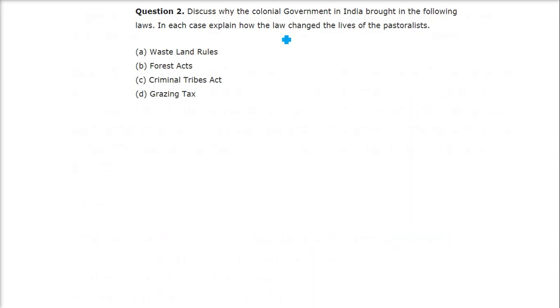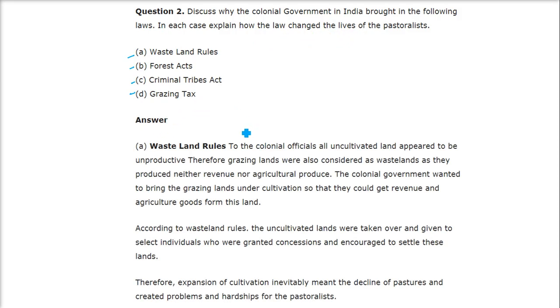Discuss why the colonial rule or colonial government in India brought the following laws. So these are 4 laws. In each case, explain how the law changed the lives of the pastoralists. So first is Wasteland Rules. The colonial officials saw all the land which was not cultivated, or uncultivated land, as wasteland. Why? Because these lands were not providing them any revenue or any agriculture product.